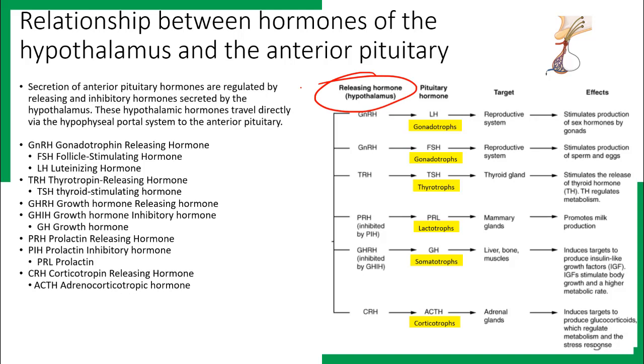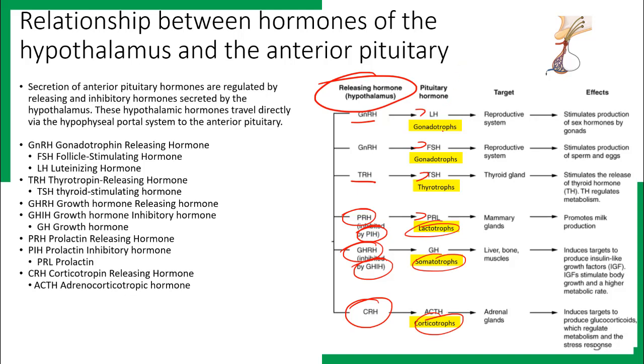So you've got the hormones that are released by the hypothalamus: gonadotropin releasing hormone, thyrotropin releasing hormone, prolactin releasing hormone, which acts together with its antagonist prolactin inhibitory hormone. You've got growth hormone releasing hormone that's inhibited by growth hormone inhibiting hormone, and then you've got the corticotropin releasing hormone. When they're released, they act on specific receptors on specific cells that are highlighted in the yellow over here that are found in the anterior pituitary.